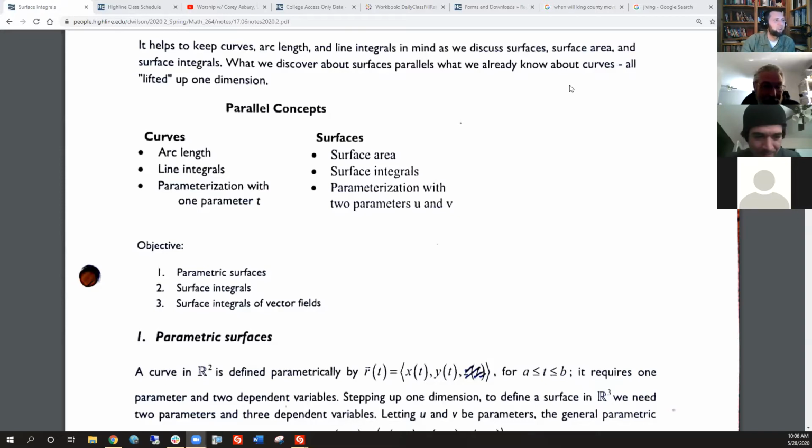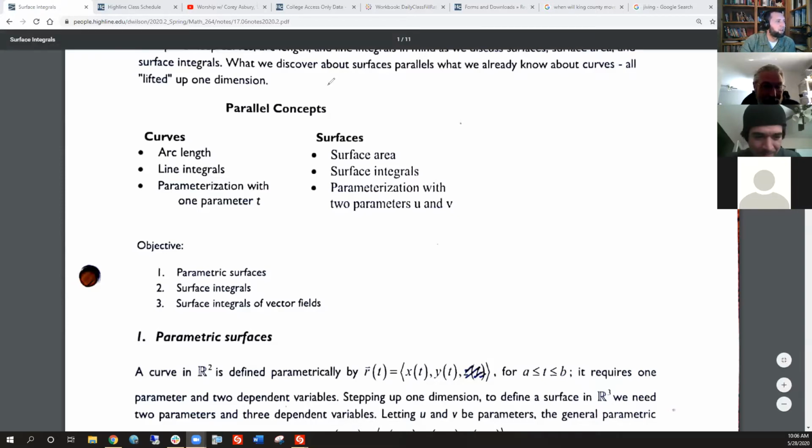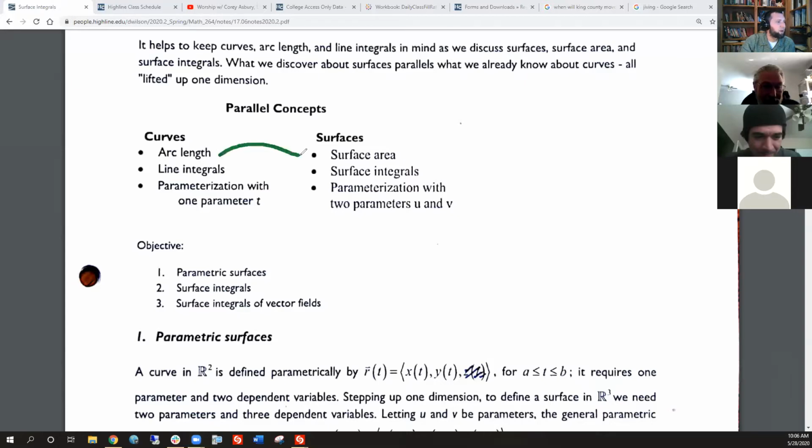So here are the parallel concepts. Arc length parallels the idea of surface area. Line integrals parallel the idea of a surface integral. With curves and line integrals, we've always parametrized with just one parameter, and now we're going to have 2 parameters because we're going up 1 dimension. In this section, we're going to start by talking about parametric surfaces. Then we'll talk about surface integrals. And lastly, we'll deal with this across a vector field.